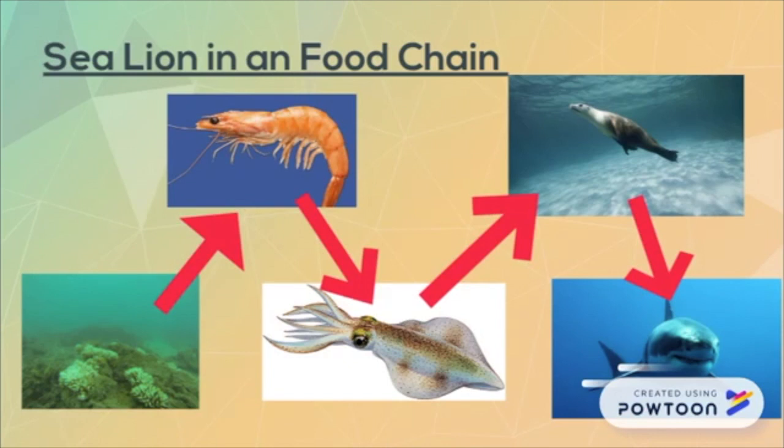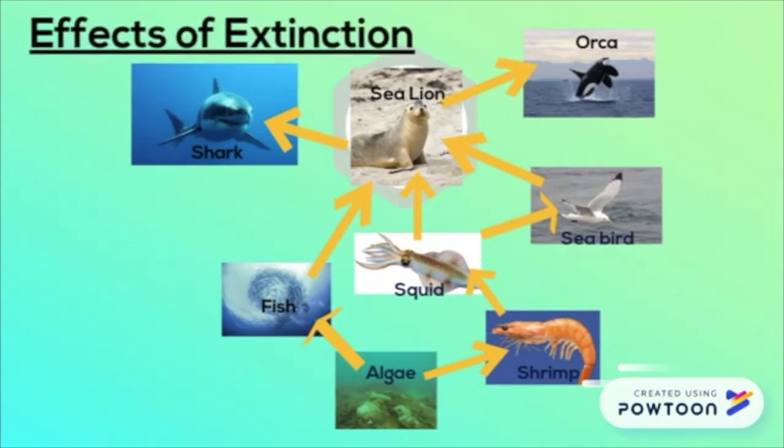This is a sea lion in a food chain. The algae, the producer, is eaten by the shrimp, which is eaten by the squid, which is eaten by the sea lion, and then the great white shark. This is the sea lion in a food web.